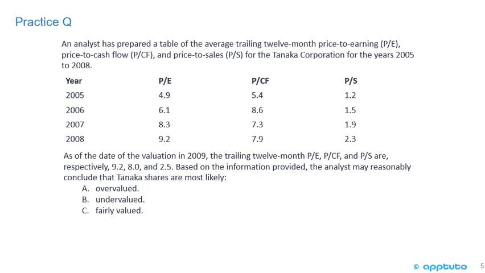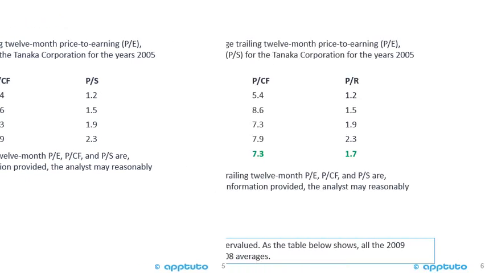Okay, here's another practice question. An analyst has prepared a table of the average trailing 12-month price to earnings PE, price to cash flow, and price to sales for the Tanaka Corporation for the years 2005 to 2008. So you can see on the rows you've got the years, on the columns PE, price to cash flow, price to sales. I won't read them all. As of the date of the valuation in 2009, the trailing 12-month PE, price to cash flow, and price to sales are respectively 9.2, 8, and 2.5. Based on the information provided, the analyst may reasonably conclude that Tanaka shares most likely are A, overvalued, B, undervalued, or C, fairly valued.